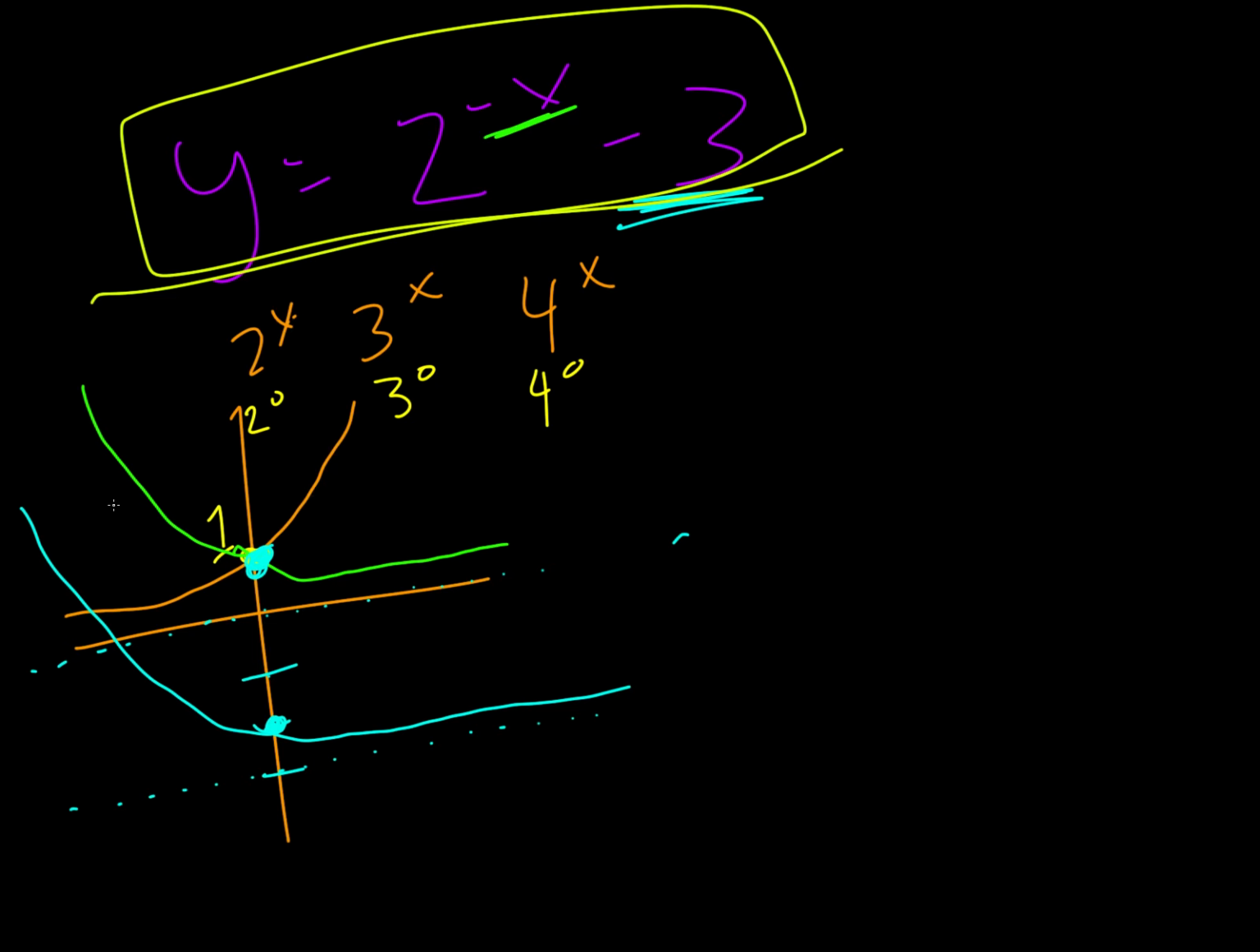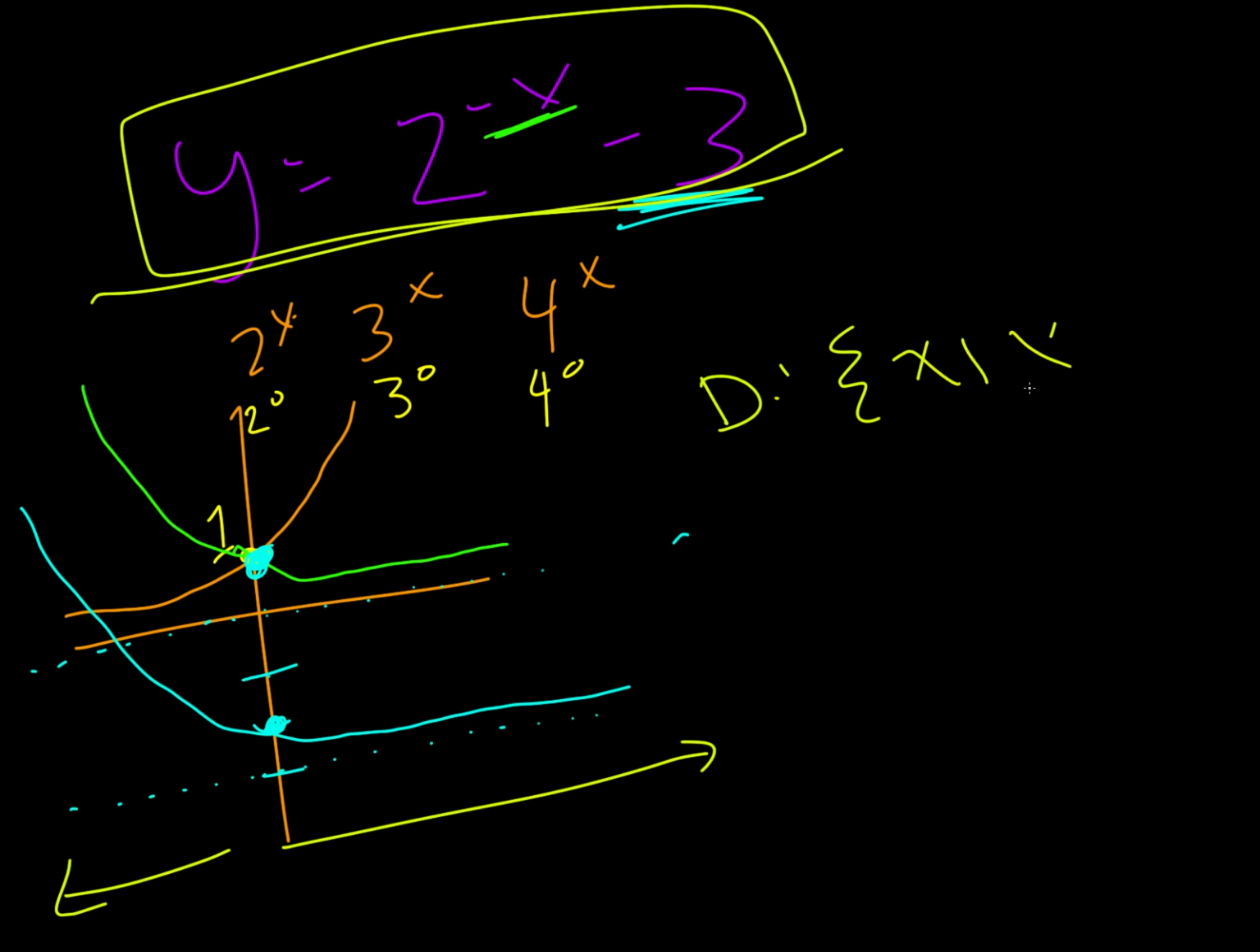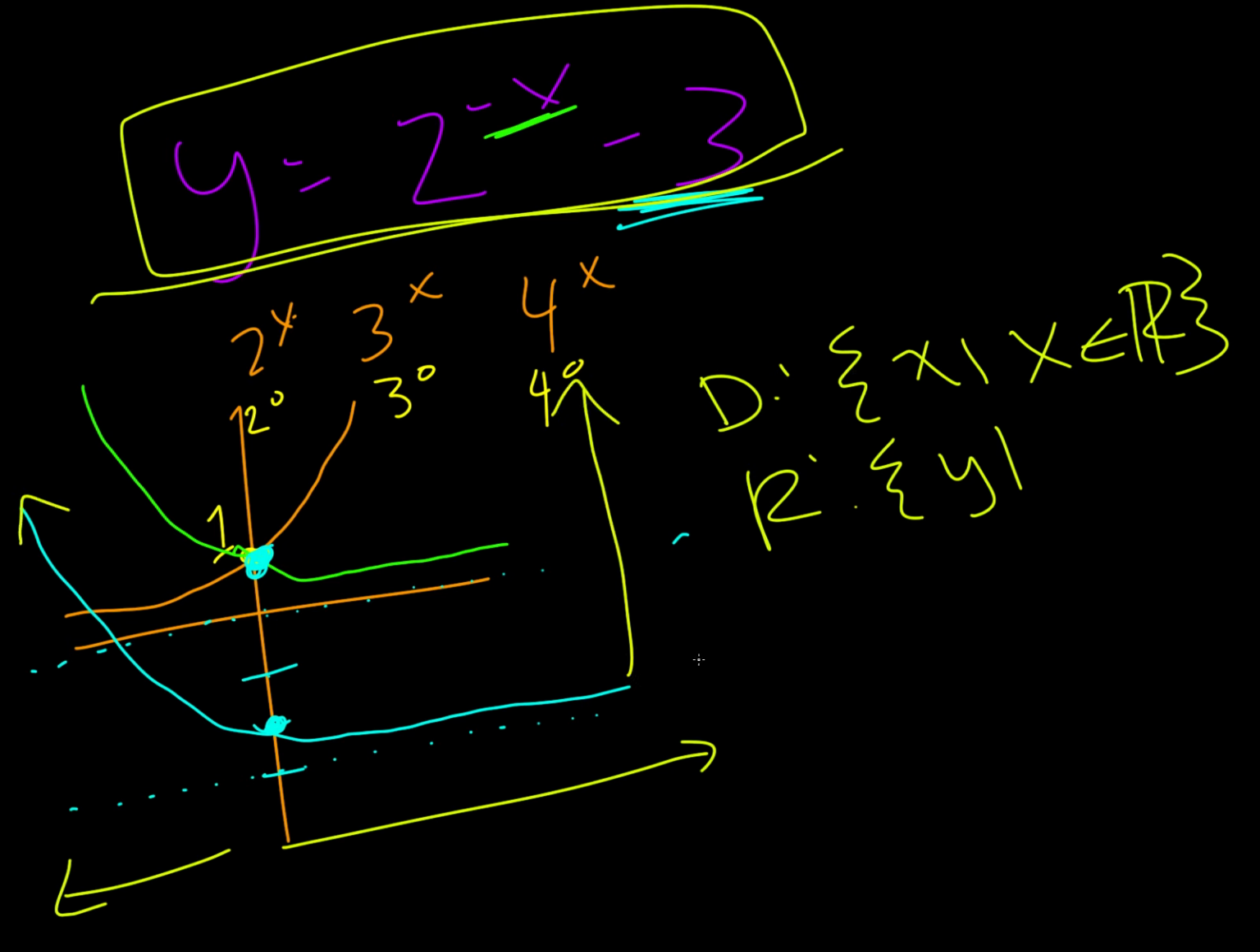And so the domain, we see it's going to go all the way to the left, and it's going to go all the way to the right. So our domain, if we write it in set notation, is going to be all real numbers. Now our range is a little bit different, because our range goes all the way down infinitely close to this negative 3, but it never gets there. And so we have all the values, and this will go all the way up. So it goes from negative 3 all the way up.